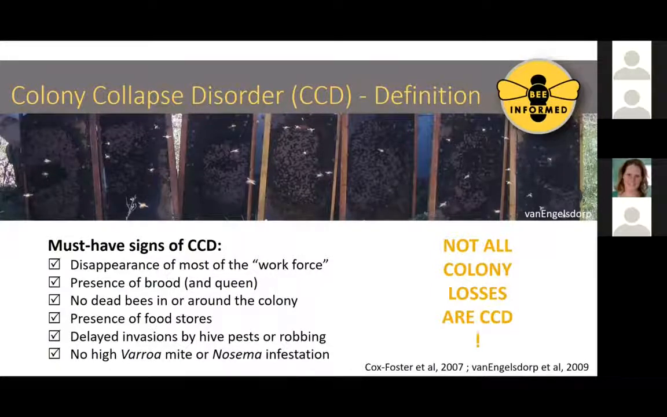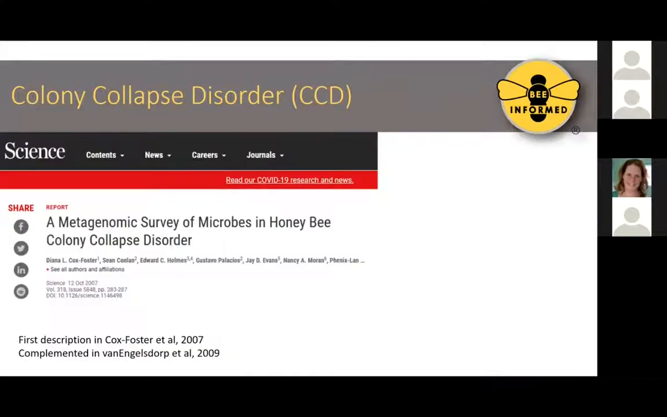So you can see how each of those signs can actually be expressed in multiple bee health conditions, but all together they describe CCD. So having one or two is not enough. You really need to have all of them to qualify to the strict definition of CCD. And so then you can see now how this term can be misappropriated by a lot of the press out there, and what the issue is.